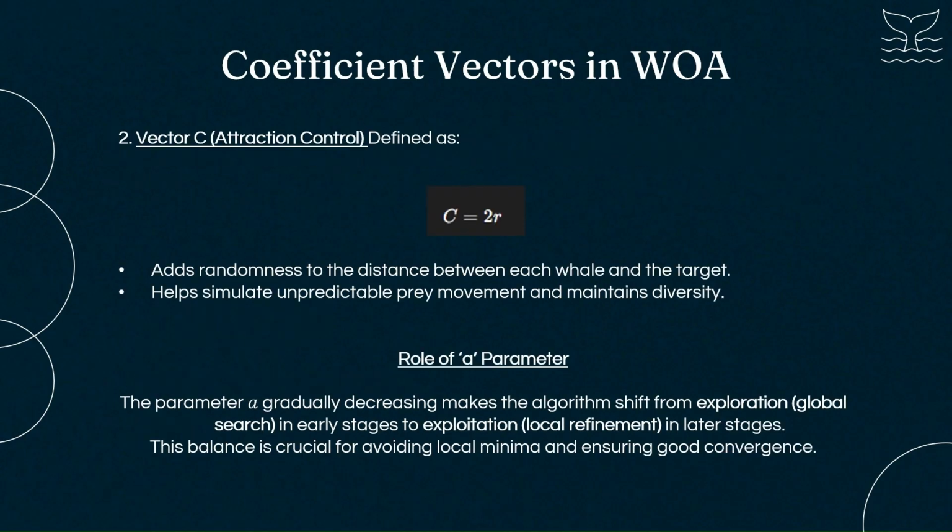Let's go to C. This vector adds randomness. It controls how strongly a whale is attracted or repelled from another whale or the current best solution. C helps introduce diversity in the movement, making sure the whales don't follow the exact same path. Together, A and C act like the steering wheel and accelerator of the algorithm.